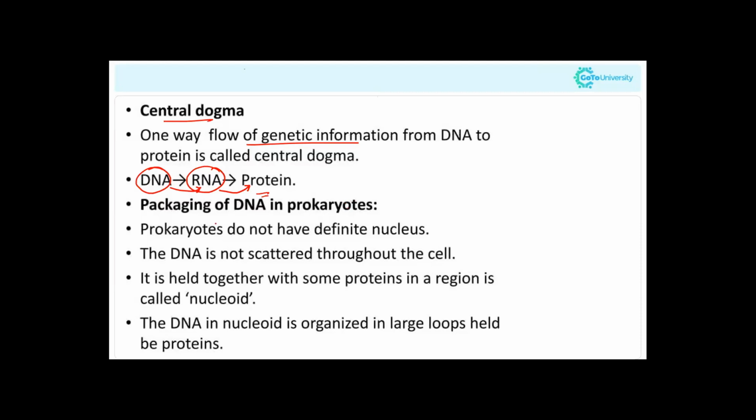Now moving to packaging of DNA in prokaryotes. Prokaryotes do not have a definite nucleus, we know that, and DNA is not scattered throughout the cell. It is held together with some proteins in a region called the nucleoid. And the DNA in the nucleoid is organized in large loops held by proteins.